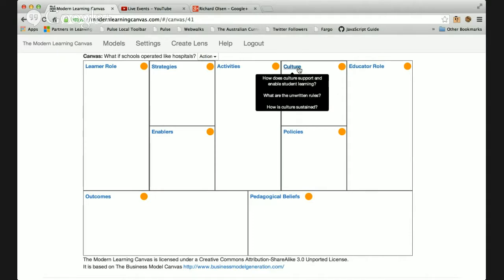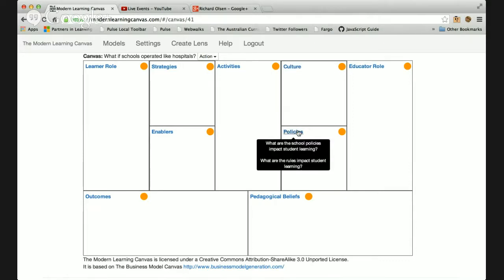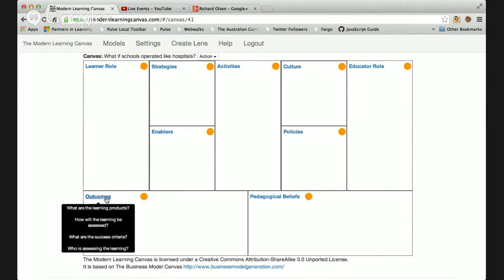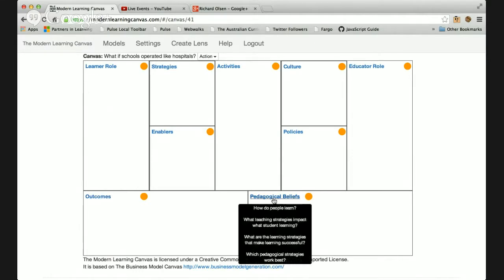We also then have the culture. So what are the agreed things that support learning, the agreements around the relationships? What are the rules? So the rules go in the policies. What are the expected outcomes or the products? What does the learning produce? What's the whole point of it? And then finally, the pedagogical beliefs. So what are the beliefs about learning and teaching that underpin this whole model?